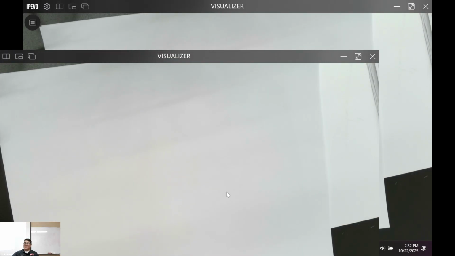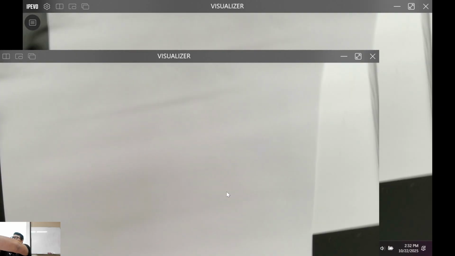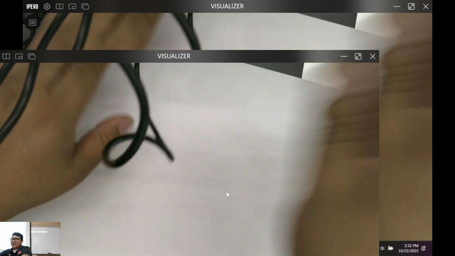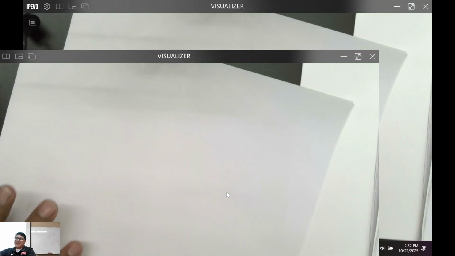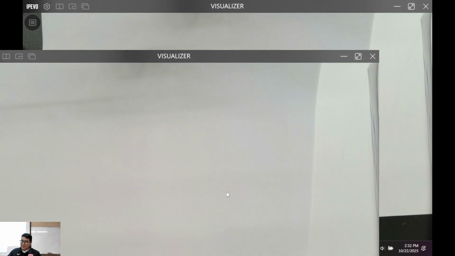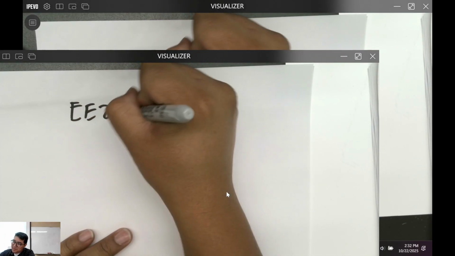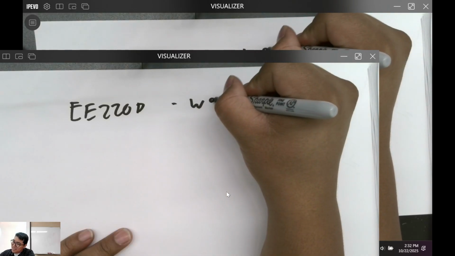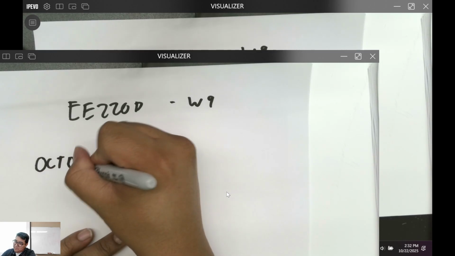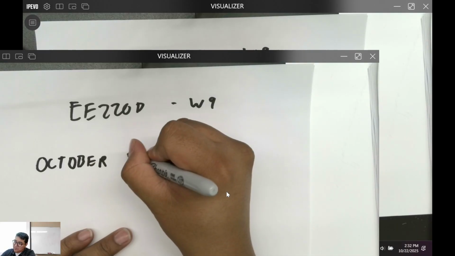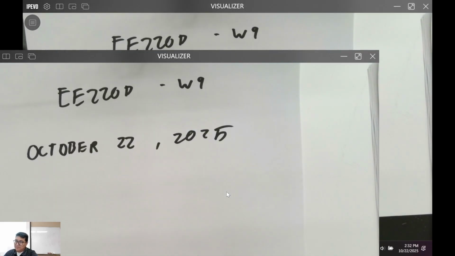Nodal, mesh, op amps. All right, let's go over op amps because that's what we were doing prior to class. So one thing I was trying to show you, someone asked, is there you go. Come on, camera. There you go. Oh, let's do our signature title. EE 220D. Week 9. Today is October 22nd, 2025, page 1. There you go.